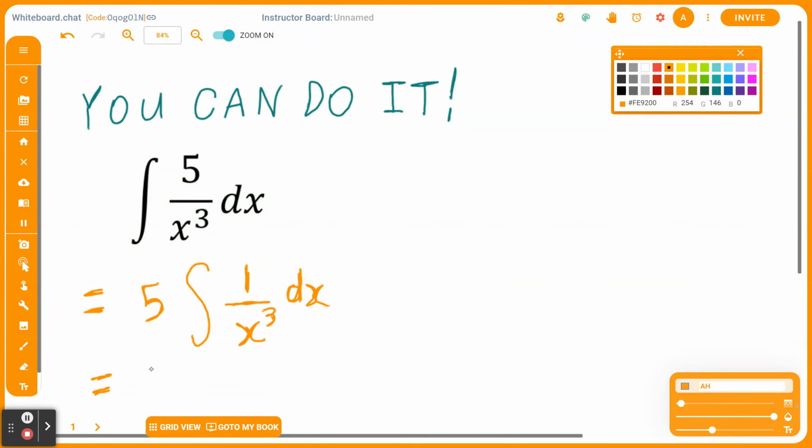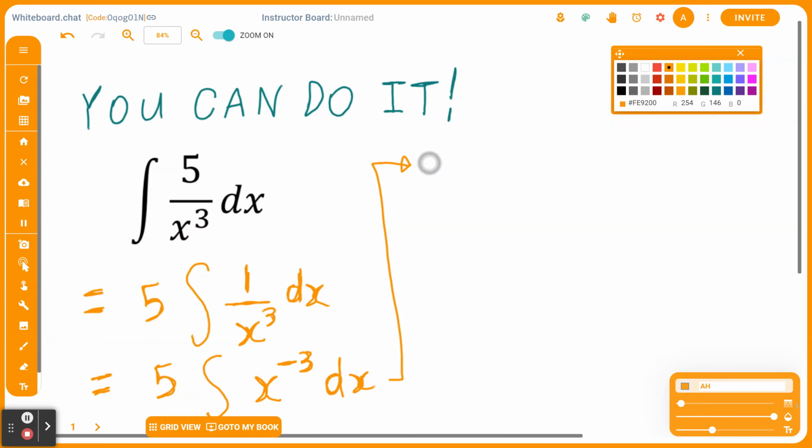Step number 2. Again, if you look at this, you can rewrite it in exponent form. So instead of thinking about this in terms of 1 divided by x to the power 3, you can rewrite this as x to the power of negative 3. Again, you're integrating this with respect to x.